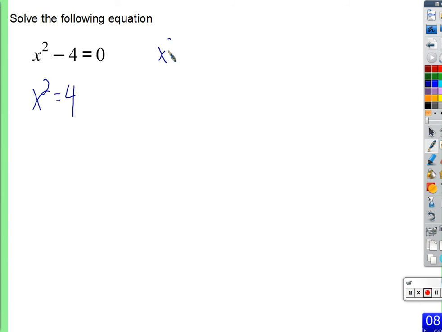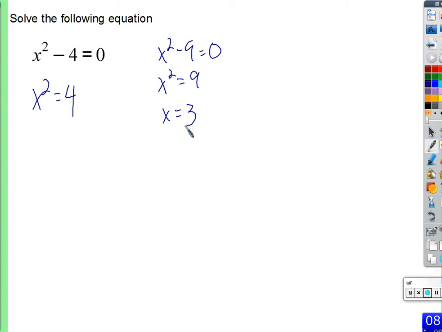All right, how about this one? What would you get for x then? 3. 3, okay. So you just kind of figured it out. Anybody else try anything differently?